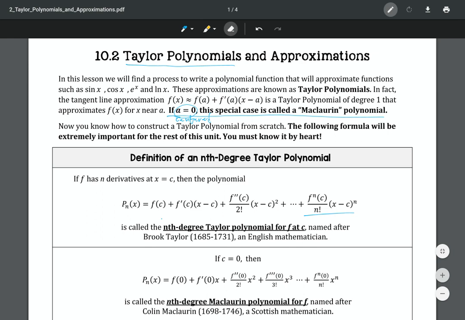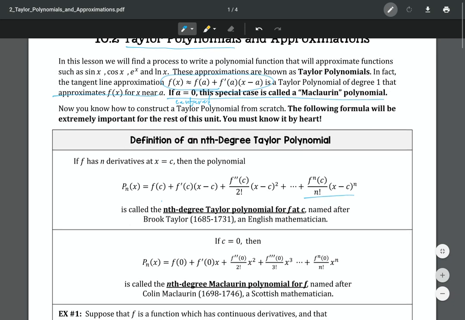And it tells you right here that in fact, the tangent line approximation, when we use linear approximation, I don't know if you remember that from the AB part of this course, that's actually a Taylor approximation of degree 1. And by the way, this also says that it approximates f of x near a, which represents a constant, an x value. Now, if a is equal to 0, meaning we're centered in this approximation around 0, this is a special case, so we call it a Maclaurin polynomial.